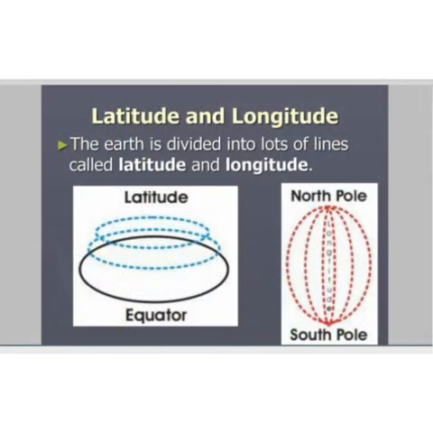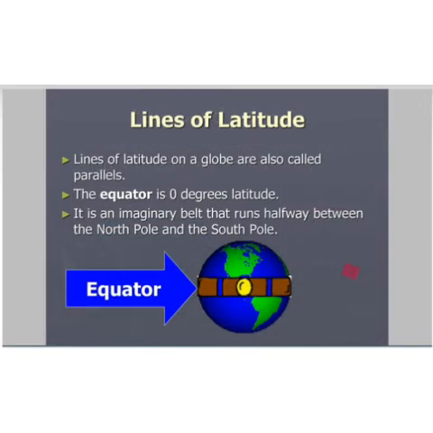Let us talk about latitudes. The word latitude is derived from the Latin word latitudo, which means width. Latitudes run from west to east. These latitudes are parallel lines and are at equal distance from one another. The biggest latitude is the equator at 0 degrees.